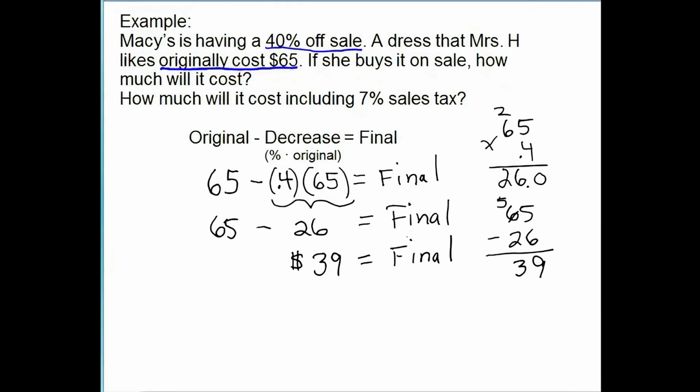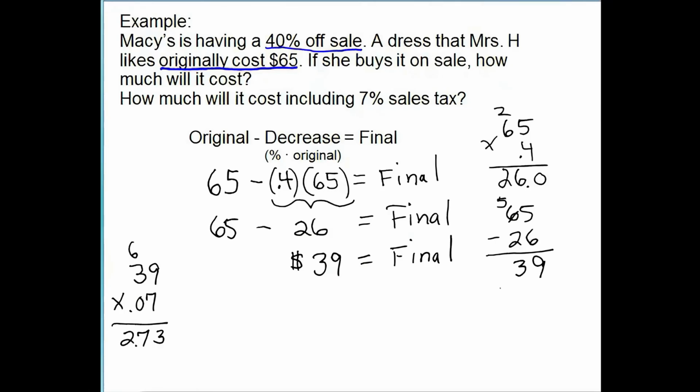All right. Part 2 of the question is how much will it cost including sales tax? So we're going to have to add this on. The sales tax is based on that final price. So we want what is 7% of 39. So that will be a multiplication. So we can do it on the side. 39 times 0.07. Remember, switch it to a decimal. And in 2 places, so 2.73, and we're going to add that to the 39.